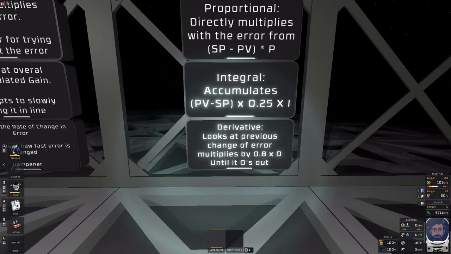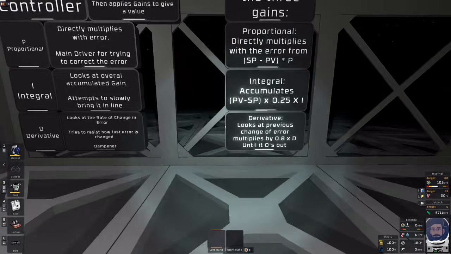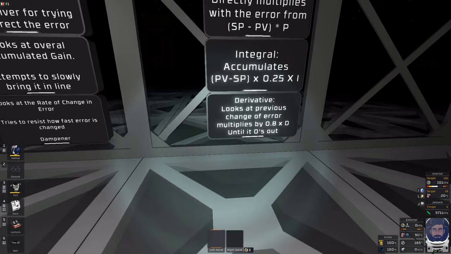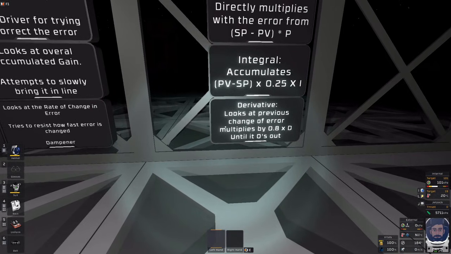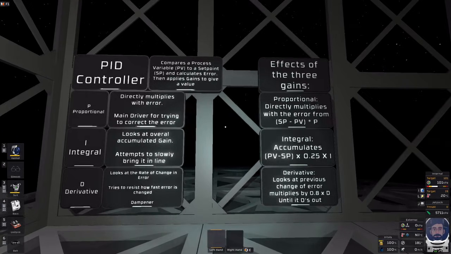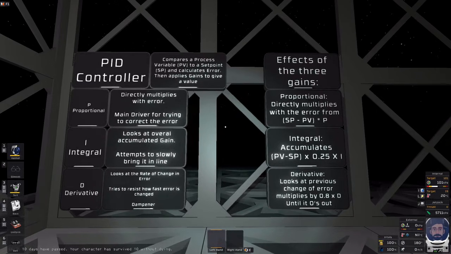Same thing with derivative. I'm also not sure how close this is, but it seems like it looks at the change of error, multiplies it by 0.8, and then multiplies by the derivative gain. And this one is an interesting one to me because it does eventually zero out. It's like it keeps applying that 0.8 to whatever that value was, until it slowly tapers away. So if the error is not changing, it will eventually zero out. But so long as the error is changing, you get some derivative out of it. And so that's the basics. That's kind of what you see here.